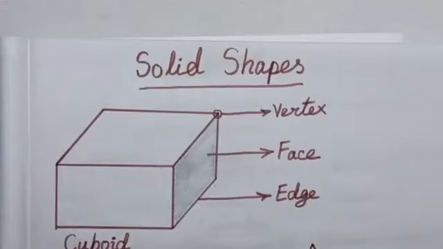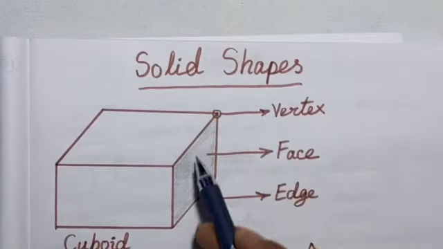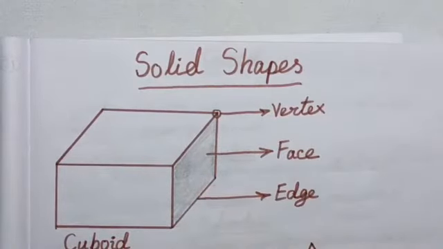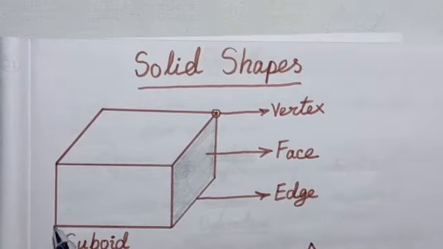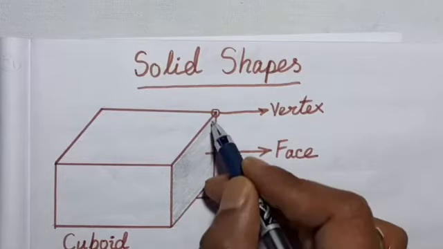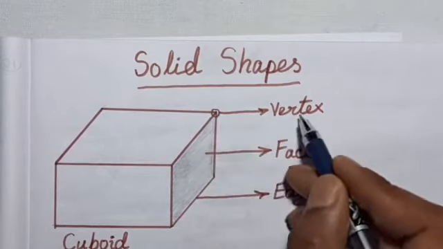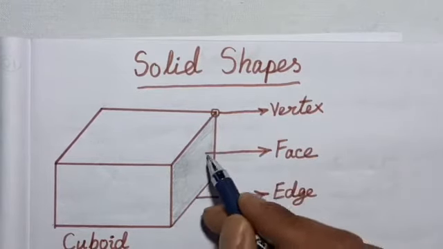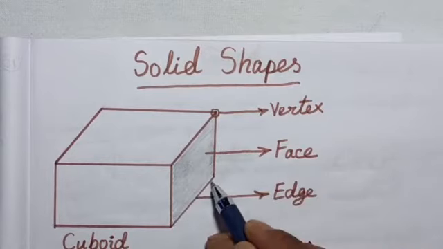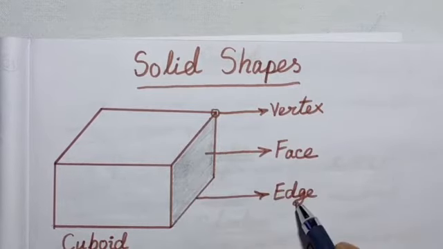So solid shapes. This figure I have drawn is cuboid. In cuboid, from here up to there is length, from here up to there is breadth, and from here up to there is height. And this point is called vertex, and this face is called face, and this line is called edge.